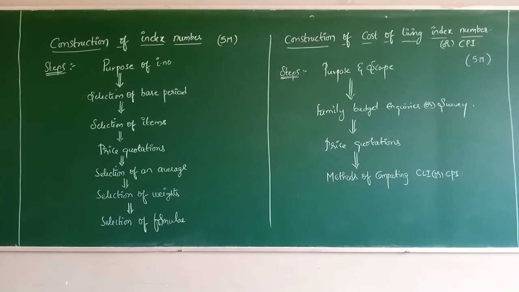So to select the base period, we have to follow some considerations, I mean norms, conditions. Condition number 1, whatever year you select for base, that year must be an economically stable period. Condition number 2, the base period should not be too distant from the current year. It should be almost within 5-10 years.